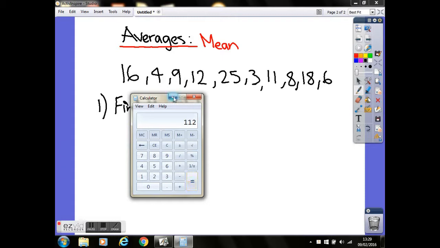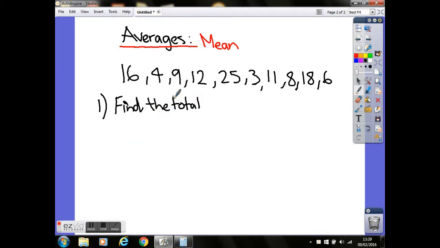So I'm going to minimise that now, write the total as 112 in red. That's our first step, and that's always the same for any mean average calculation. You find the total first by adding all the numbers together. So the second step is to then divide that total by how many values or numbers you've got. So it's the total divided by the amount of values.